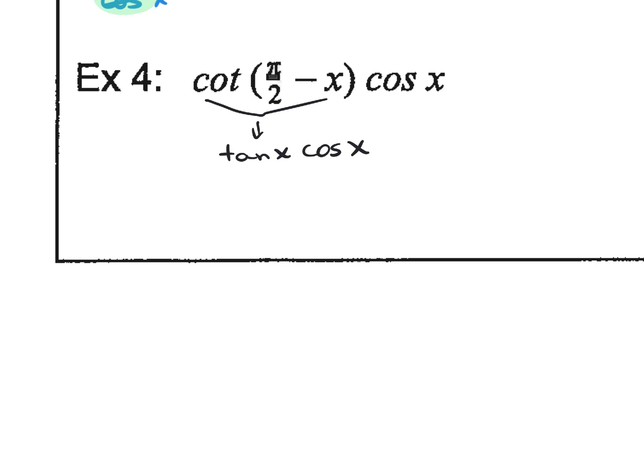Now what? Change... Tangent becomes what? Yep. Is it y over x? Mm-hmm.